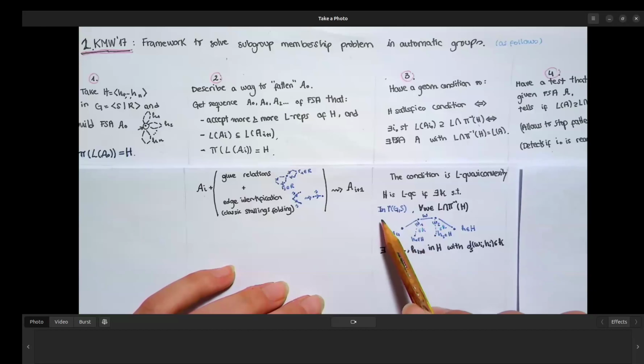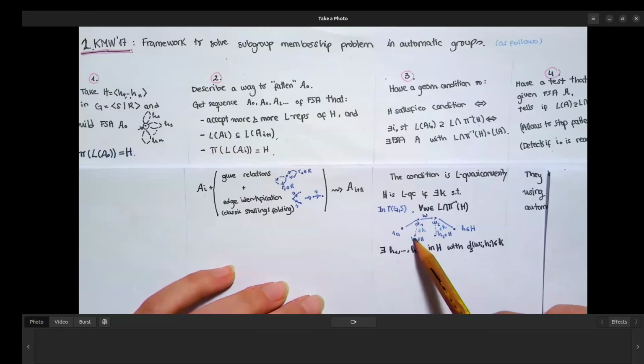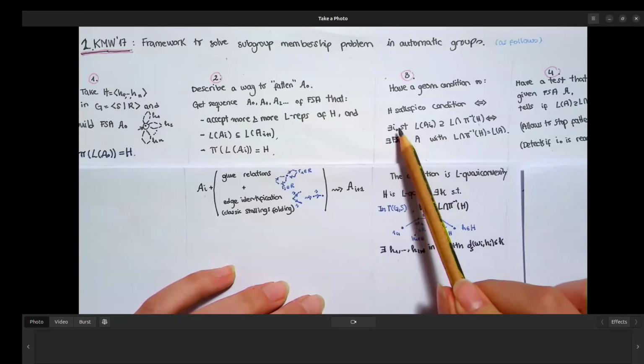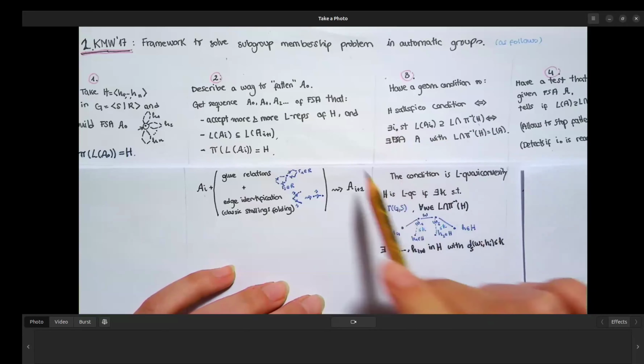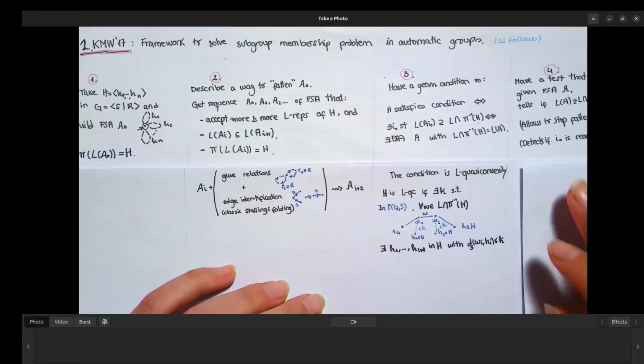So in the Cayley graph of G with respect to S, this looks like the following. If we have any W, which is an L representative of H, and we draw the path starting at the identity, what we need to have is that each of the vertices of W are at distance less than K from an element in H. And if we have this, then there is an iteration I0 such that the language at that iteration already contains all of the L representatives of H.